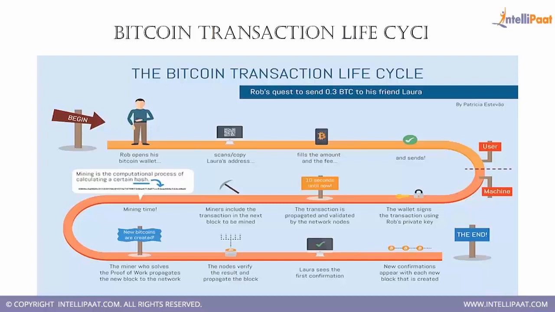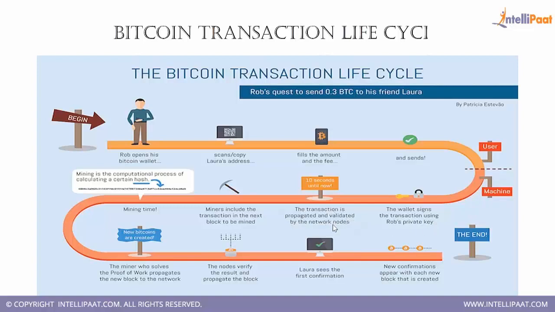This is how a Bitcoin transaction life cycle works. Typically, Rob opens his Bitcoin wallet, scans the recipient's address using a QR code, fills in the amount and the fee to make the transaction happen, and sends it. What happens? The wallet signs the transaction using Rob's private key. So that's the digital signature you're talking about.